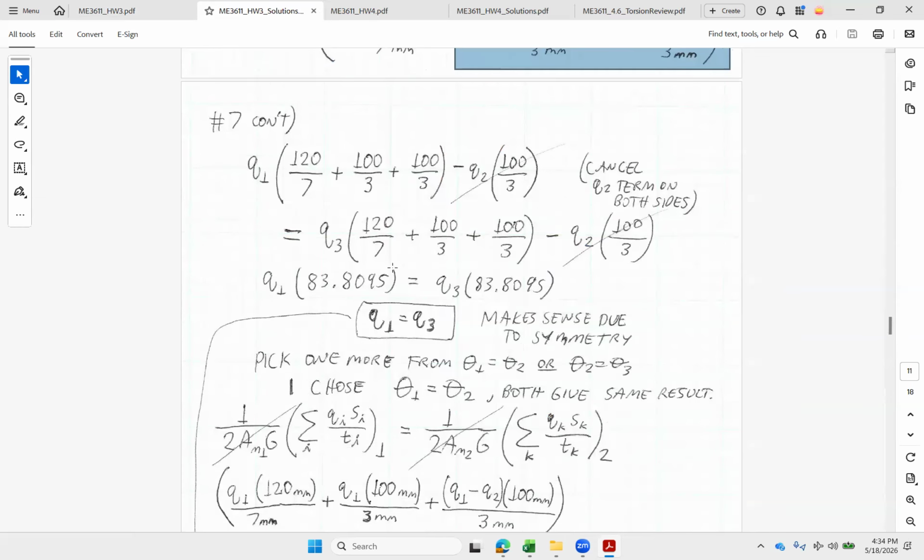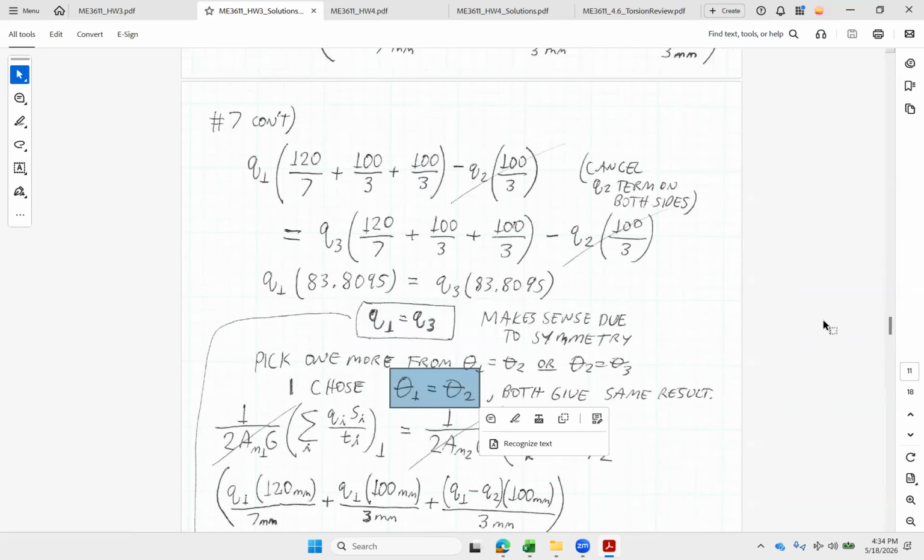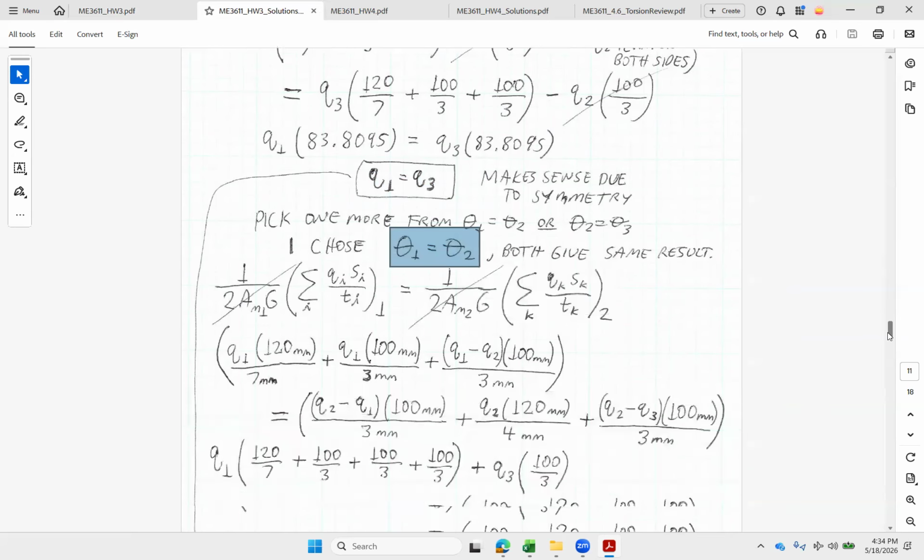I can work that down. The Q2 is actually going to cancel out, and what I get is Q1 equals Q3, which we said had to be true due to symmetry. All right, so we've got that one out of the way. And then we need just one more from 1 equals 2 or 2 equals 3. I'm just going to do 1 equals 2, but you get the same result either way.